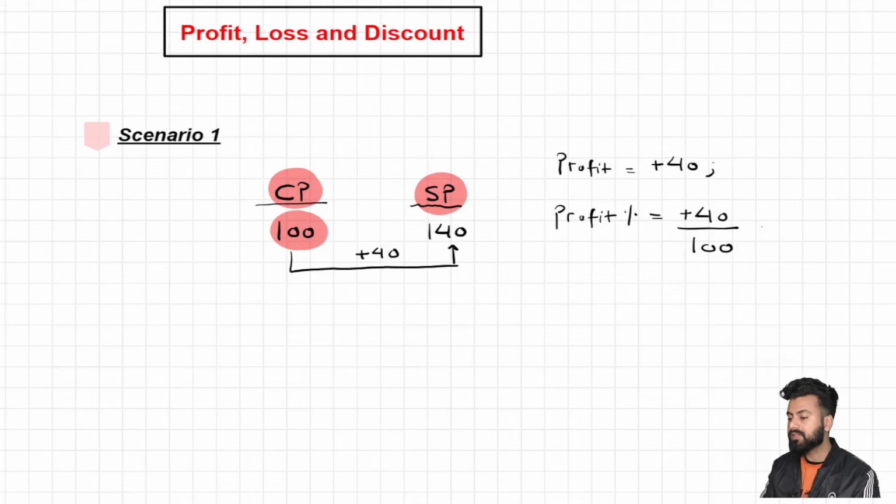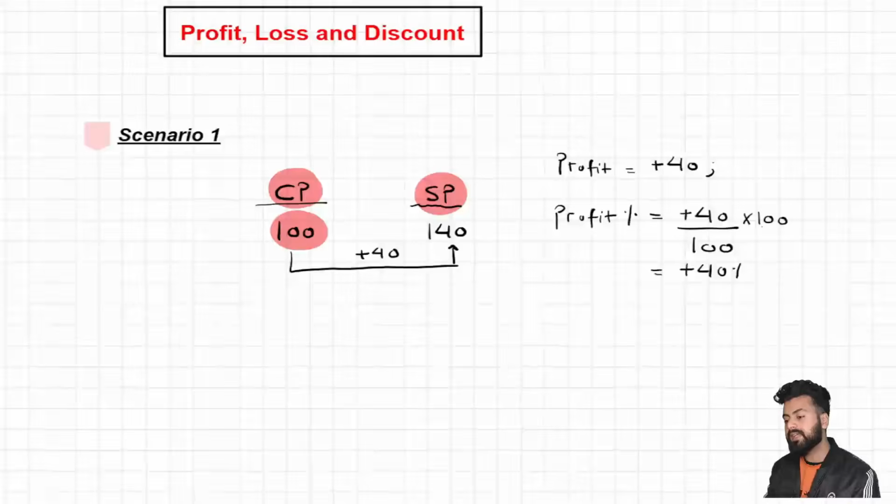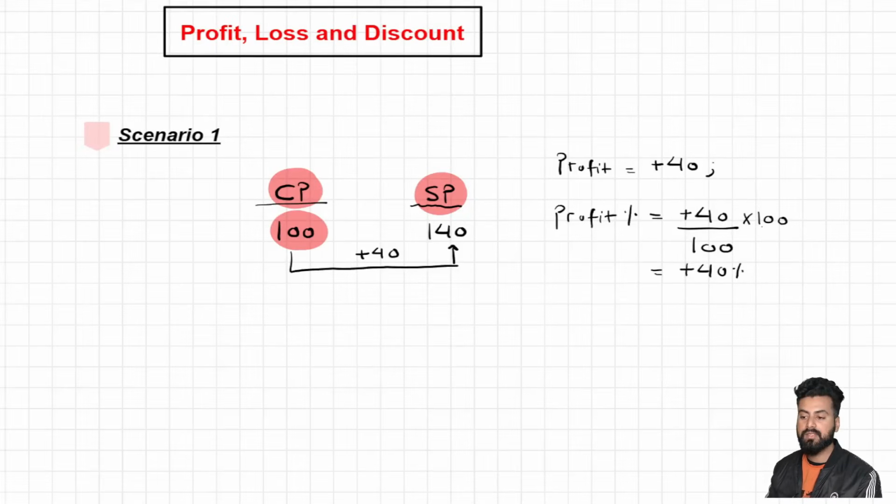And once the fraction is written, it is very easy to convert a fraction into percentage. You would say, sir, let's multiply this by 100. And once you do so, you would be able to calculate your profit percent as 40%. Clear? Now guys, if I change this scenario a little bit, let's say cost price is the same, but the selling price is 80 this time.